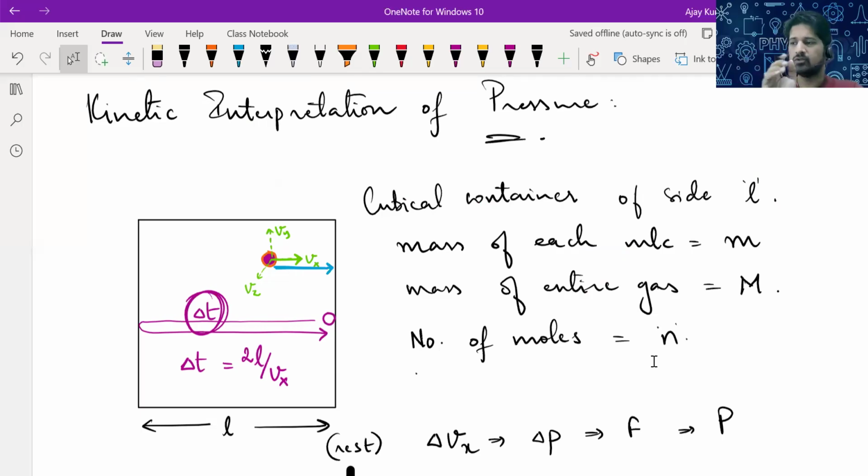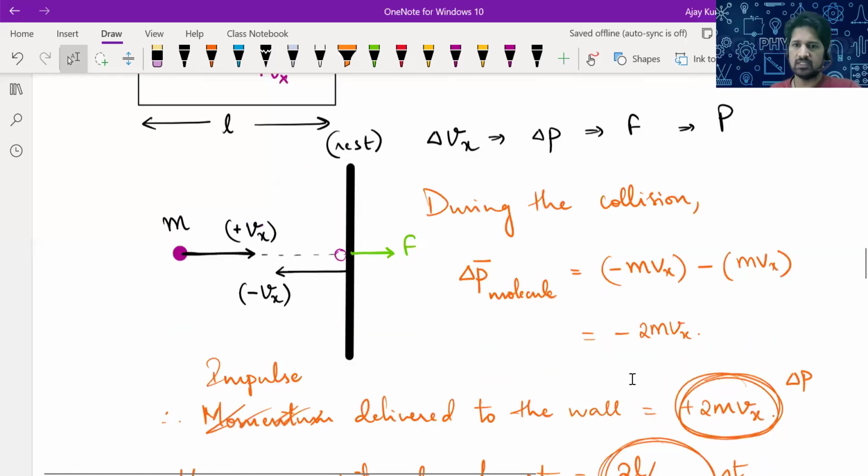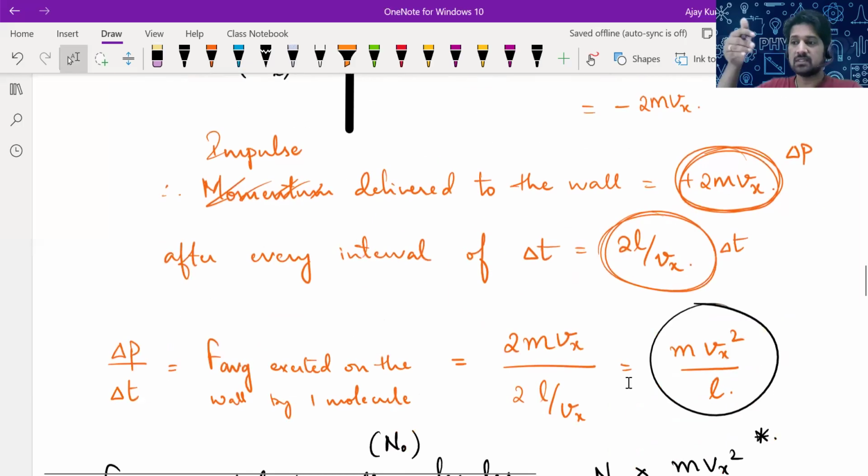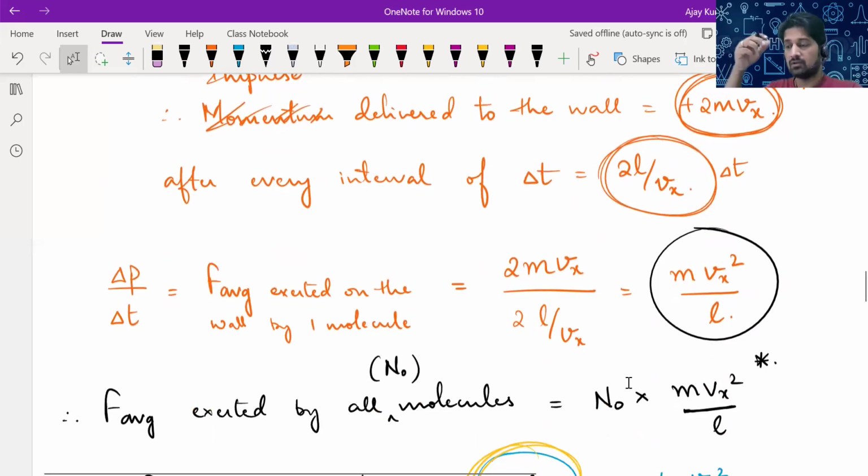We assumed the molecule hits the wall and rebounds. When it hits and rebounds, we found out change in momentum, delta P. Per molecule, how much is the change in momentum? We found out. That same impulse would be imparted to the wall. So we know how much impulse one molecule will impart to the wall of the container. And impulse divided by time gives us the average force that it exerts. That was the next thing we found out. And if you know average force exerted by one molecule, you multiply it with the number of molecules, you can tell the average force exerted by the entire gas on that wall of the container.